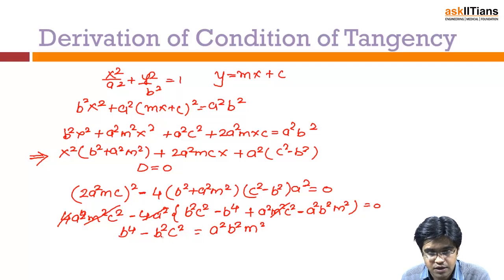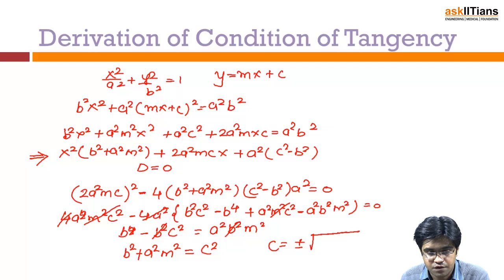That means I can cancel out one b square as well from the terms. That means b square minus a square m square is actually equal to c square, or c is equal to plus minus square root of that. So this is also positive.